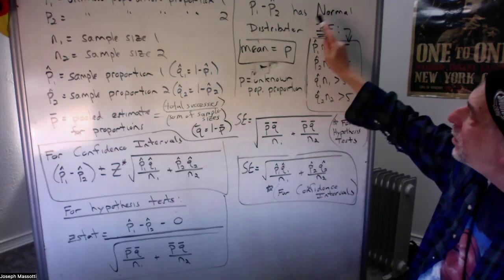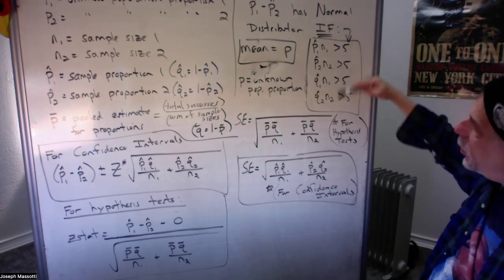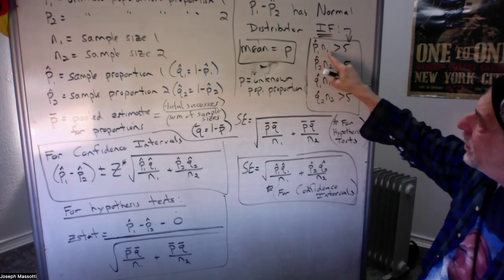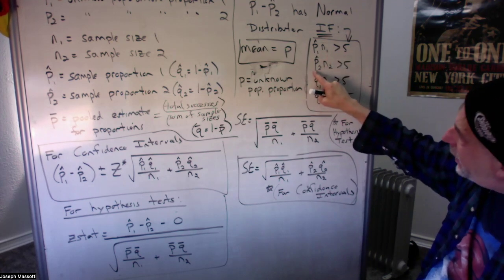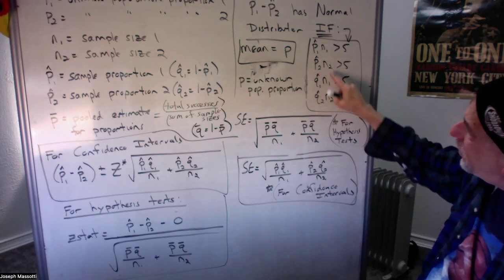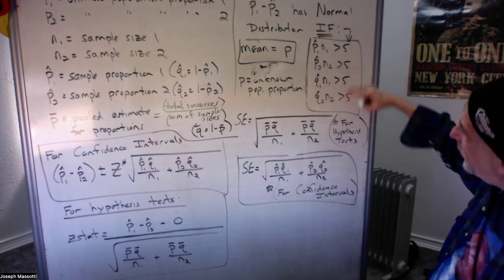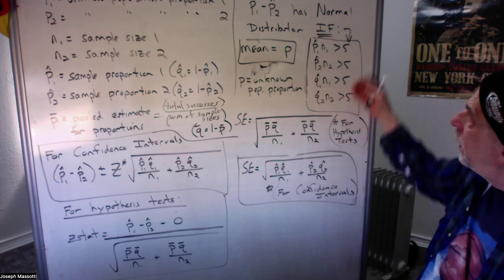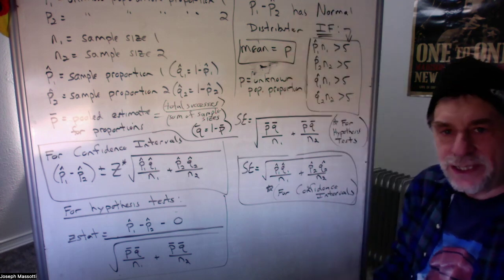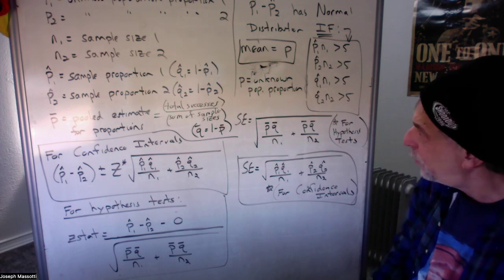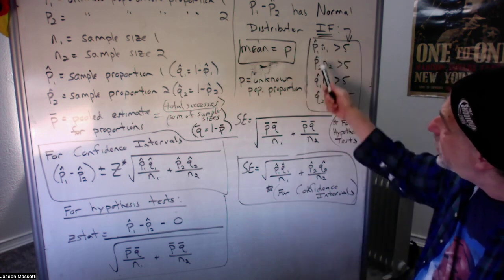Now that's going to have a normal distribution if these conditions are met. These four conditions, P hat 1 times the first sample size, P hat 2 times the second sample size, and the associated Qs, all of these have to be more than 5 for us to use these techniques, again, for us to use a standard normal distribution and be able to rely on our results. Okay, so these are the conditions.